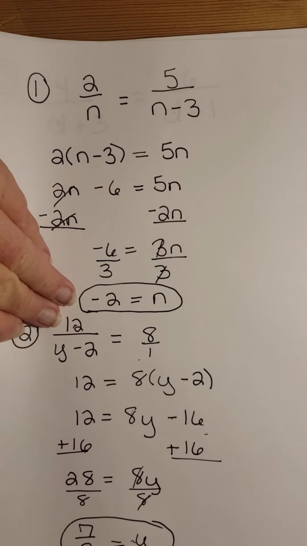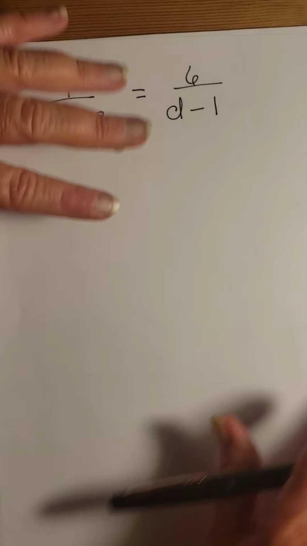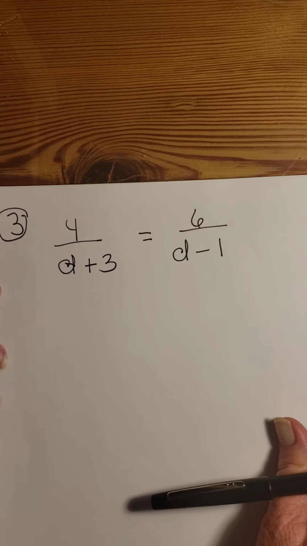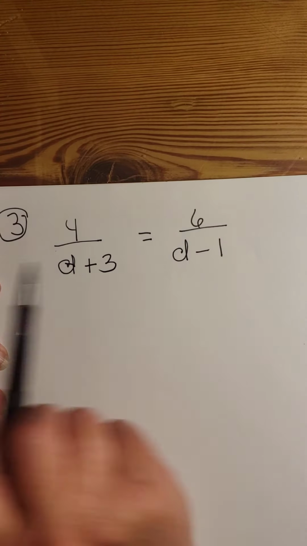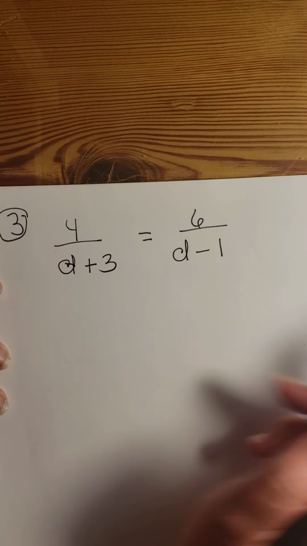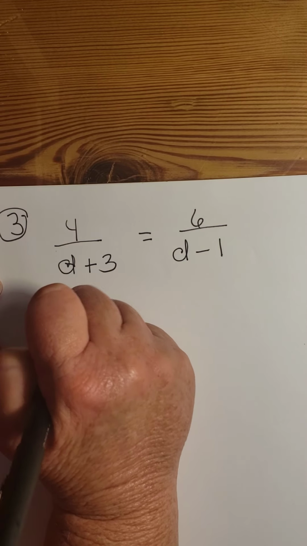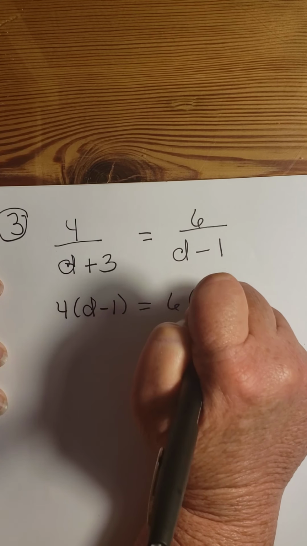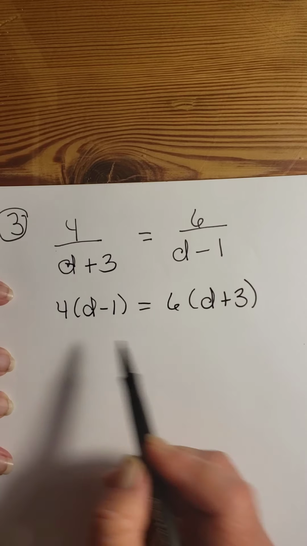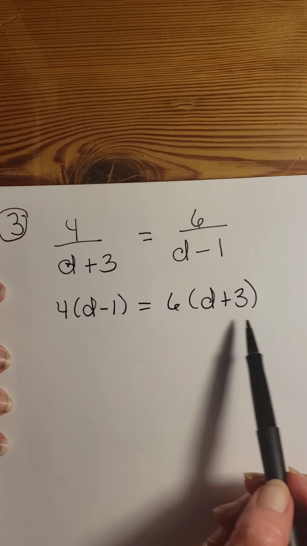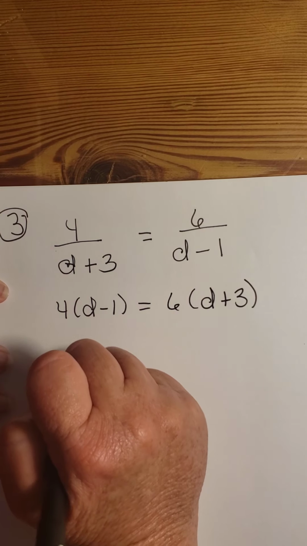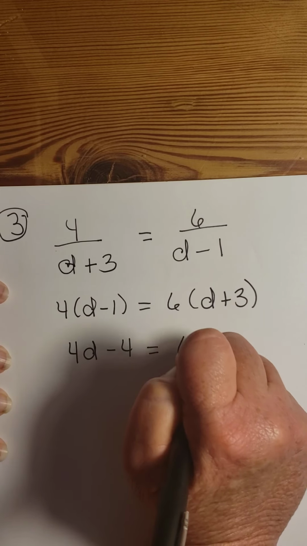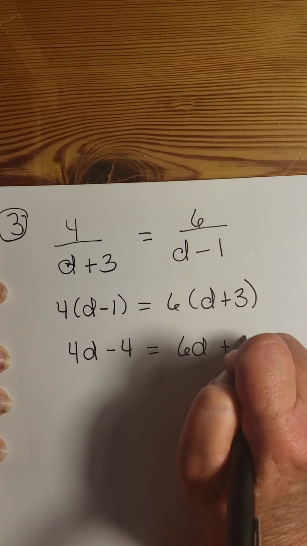And finally, we want to look at example number 3. For example number 3, we already have our 2 fractions. So we're going to do 4 times d minus 1, and we're going to get 4 times d minus 1 equals d plus 3 times 6. So 6 times d plus 3. And you will notice that this time I must distribute on both sides of this equation to get 4d minus 4 equals 6d plus, and 6 times 3 is 18.